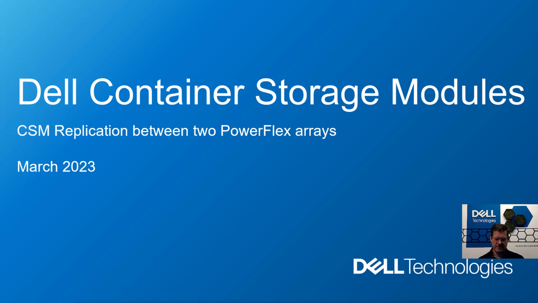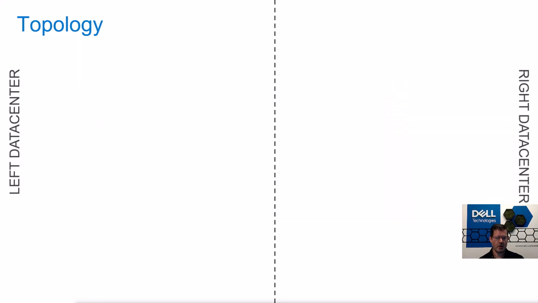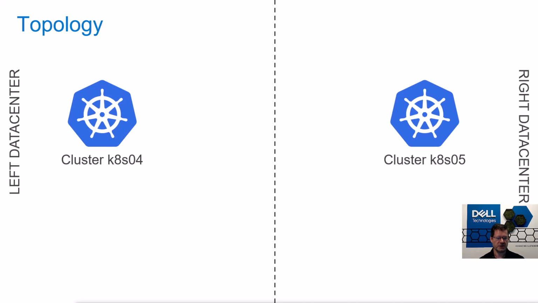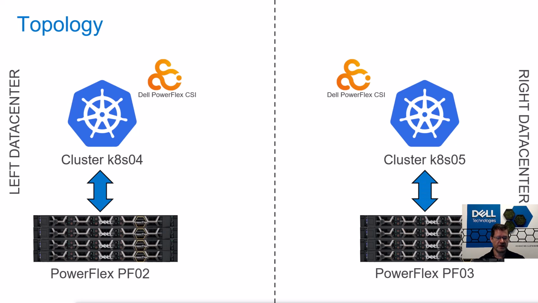So we have our left and our right data center, and in both data centers we have a separate cluster called Kubernetes 04 and Kubernetes 05. Also, we've installed the Dell PowerFlex CSI driver at both sites, allowing us to access the two PowerFlex units we have in these data centers called PF02 and PF03.